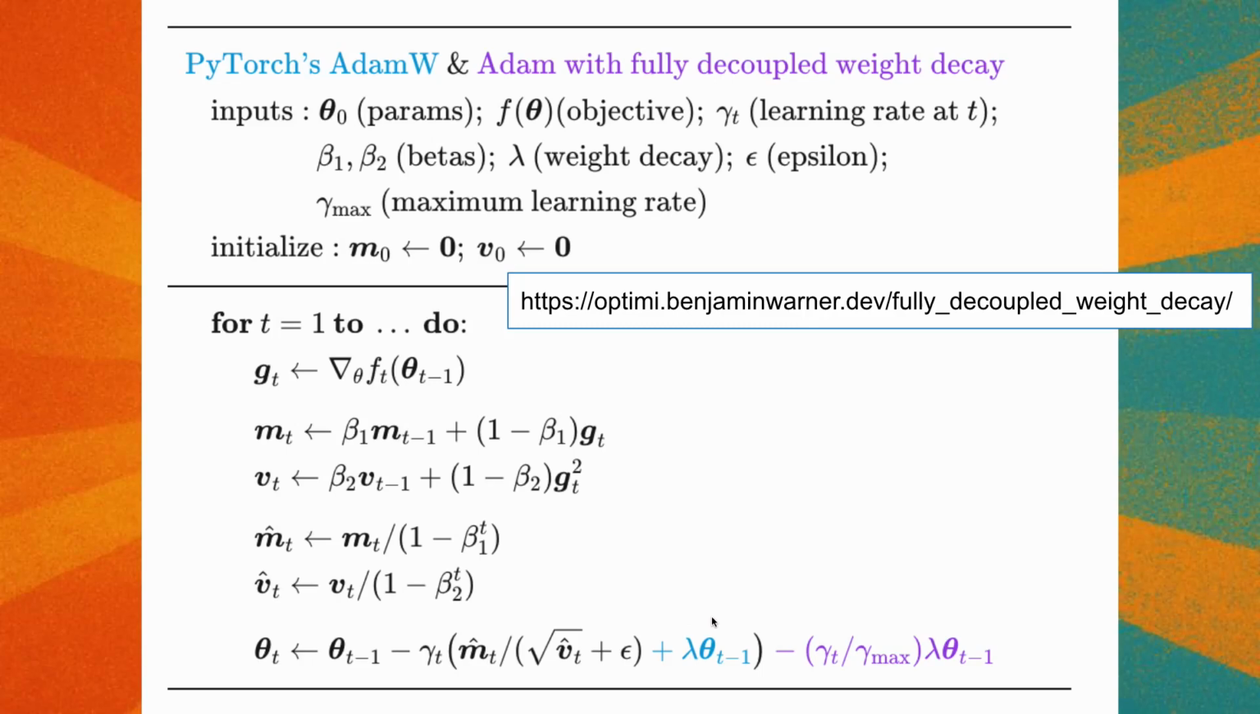And so if we look at PyTorch's AdamW, they are adding the weight decay coefficient times the parameter and then multiplying it by the learning rate. Whereas in the Optimi fully decoupled weight decay version, that term is not there. Instead, we're subtracting by this relative learning rate or schedule step and multiplying that by the weight decay coefficient times the parameter. So we're decoupling that from the learning rate itself.